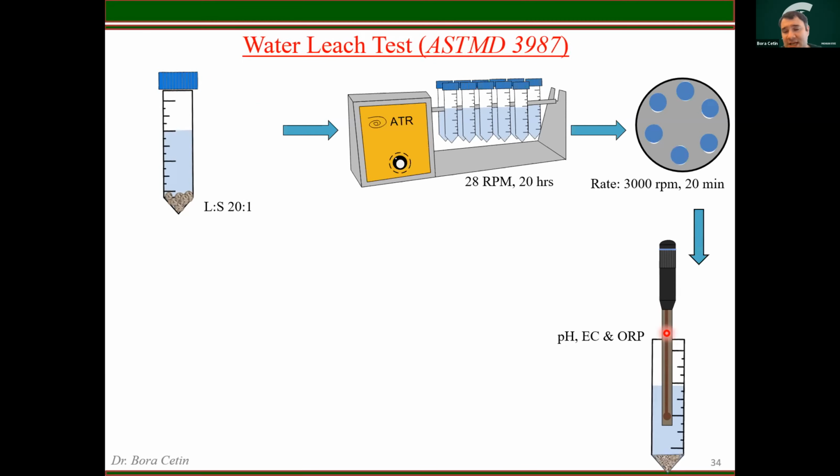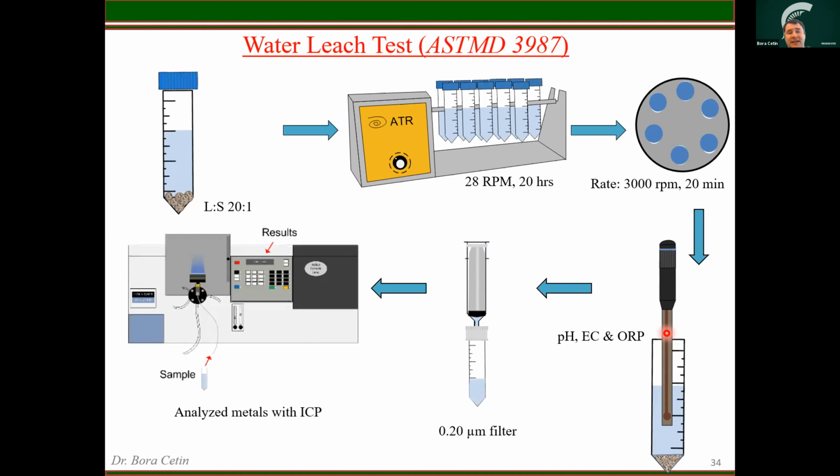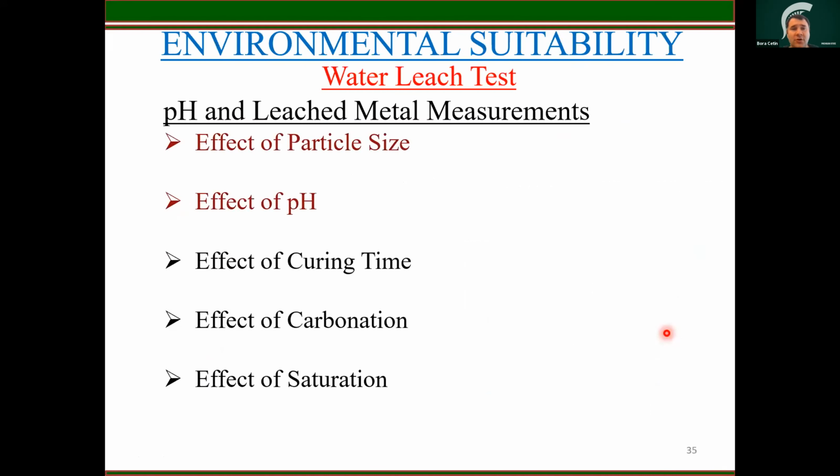We measure the pH, electrical conductivity, and ORP. Then we filter them for metal analysis, acidify them, and run the ICP test for them. We also take a separate batch without acidifying them for sulfate, carbonate, and alkalinity measurements, and so on. So we look into the different effects: the effect of curing time, carbonation, and saturation. My main focus will be on the effect of particle size and the effect of pH on the leaching of elements in today's lecture. But again, I'll be happy to share the papers where we discuss these effects in more detail.